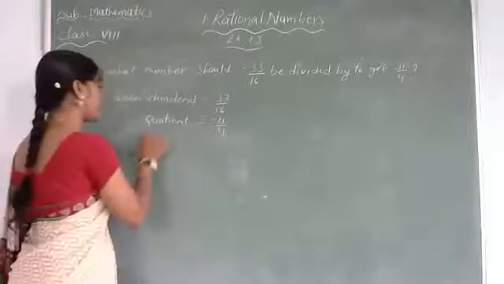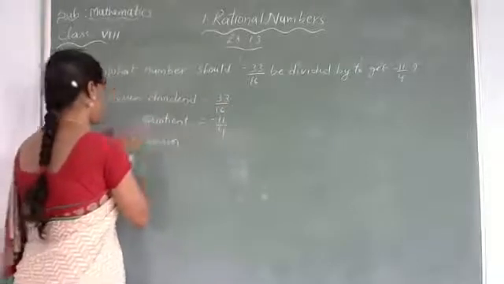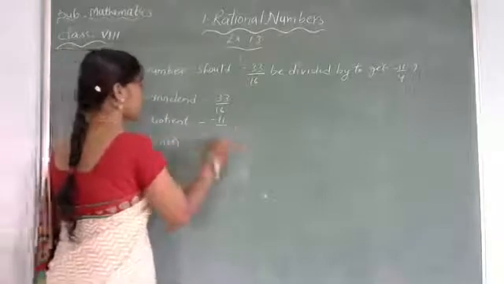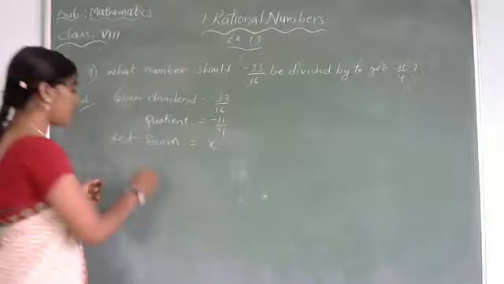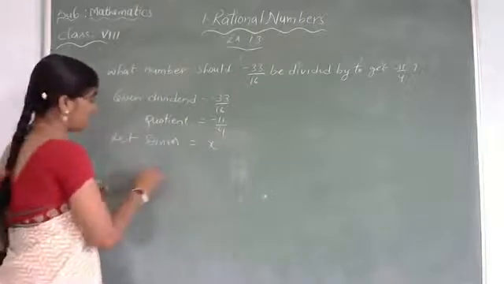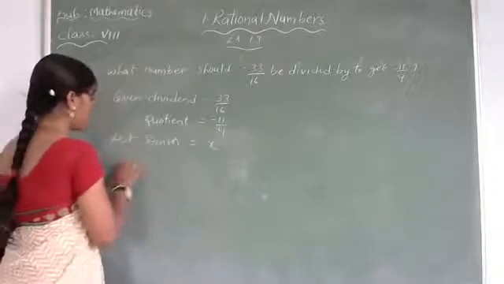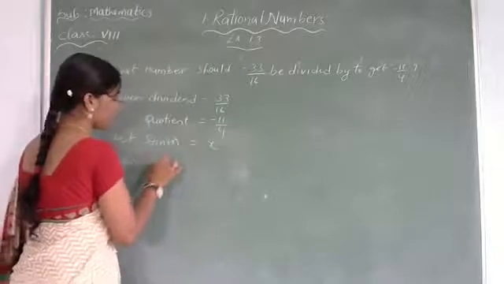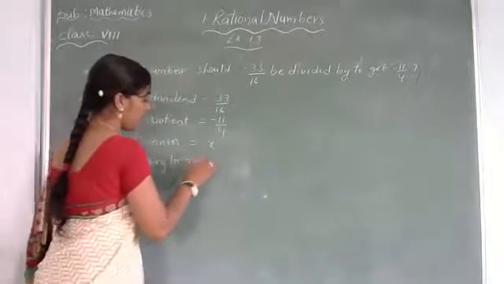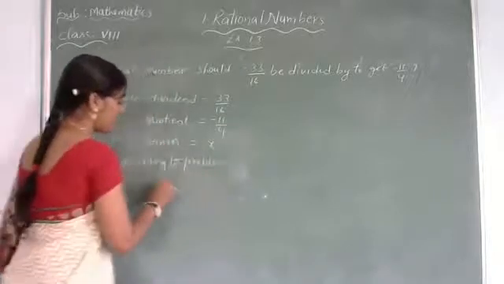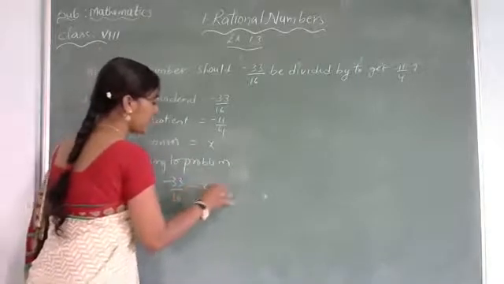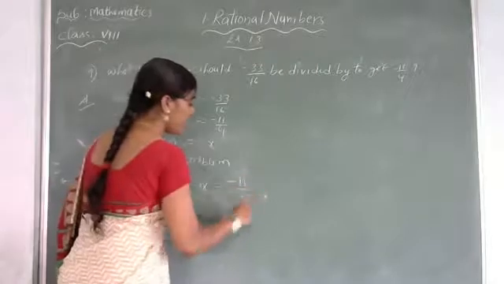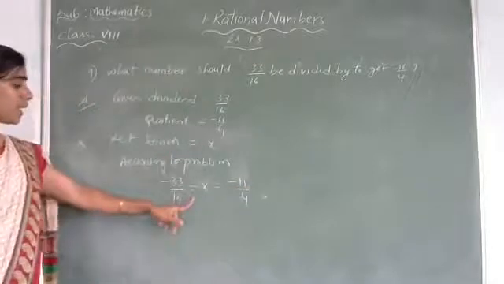So what we have to find? We have to find the divisor. Let the divisor be some x. We don't know that number, that's why I wrote x. According to the problem, how will we write, children? Minus 33 by 16 divided by x equals minus 11 by 4.